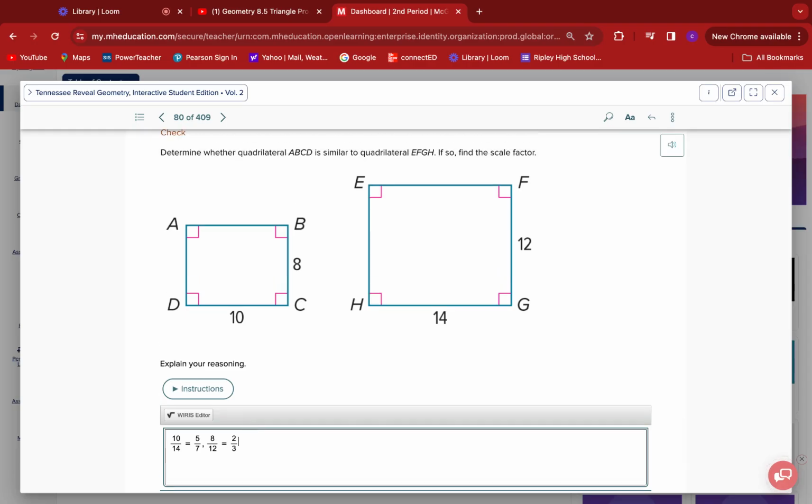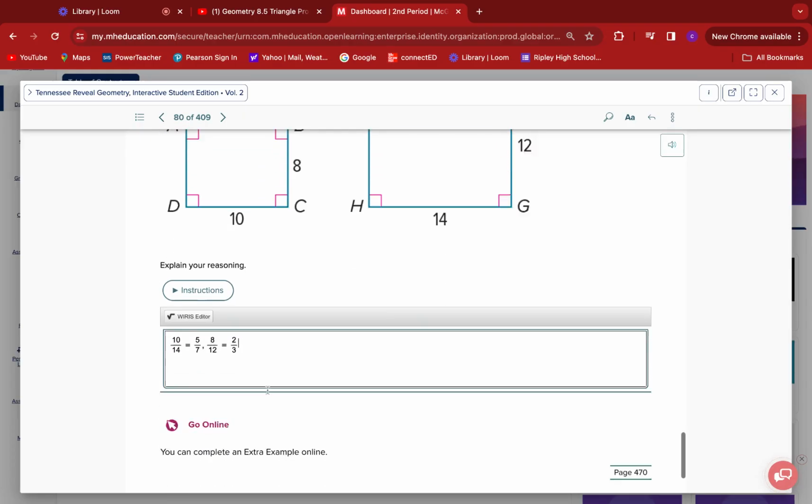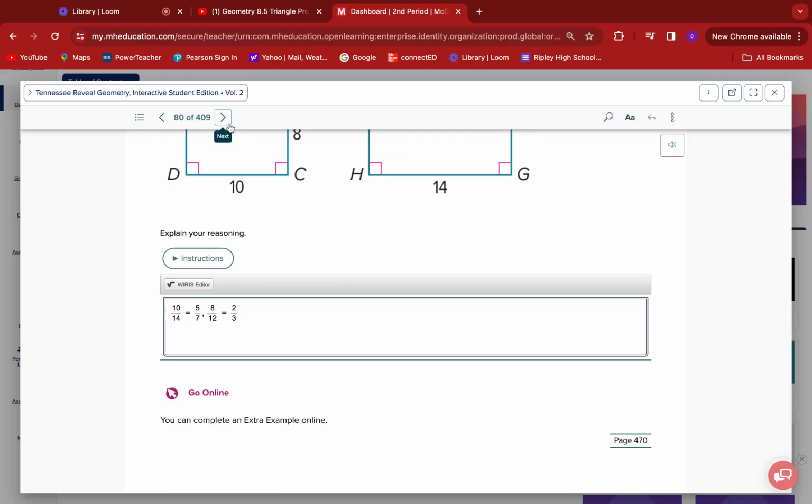So yes, they have equal angles. But as I said earlier, it takes 2 requirements: equal angles and proportional sides. And these are in fact not proportional. So our check, big no. All right, let's move on.